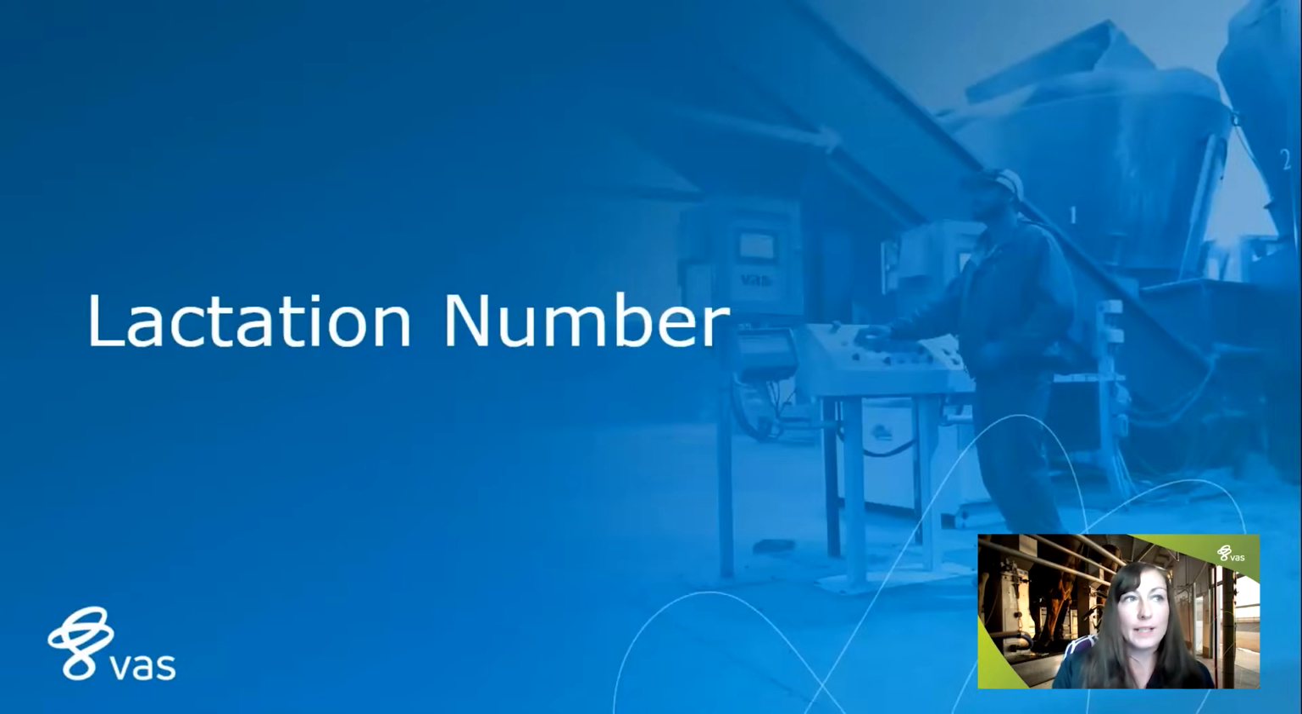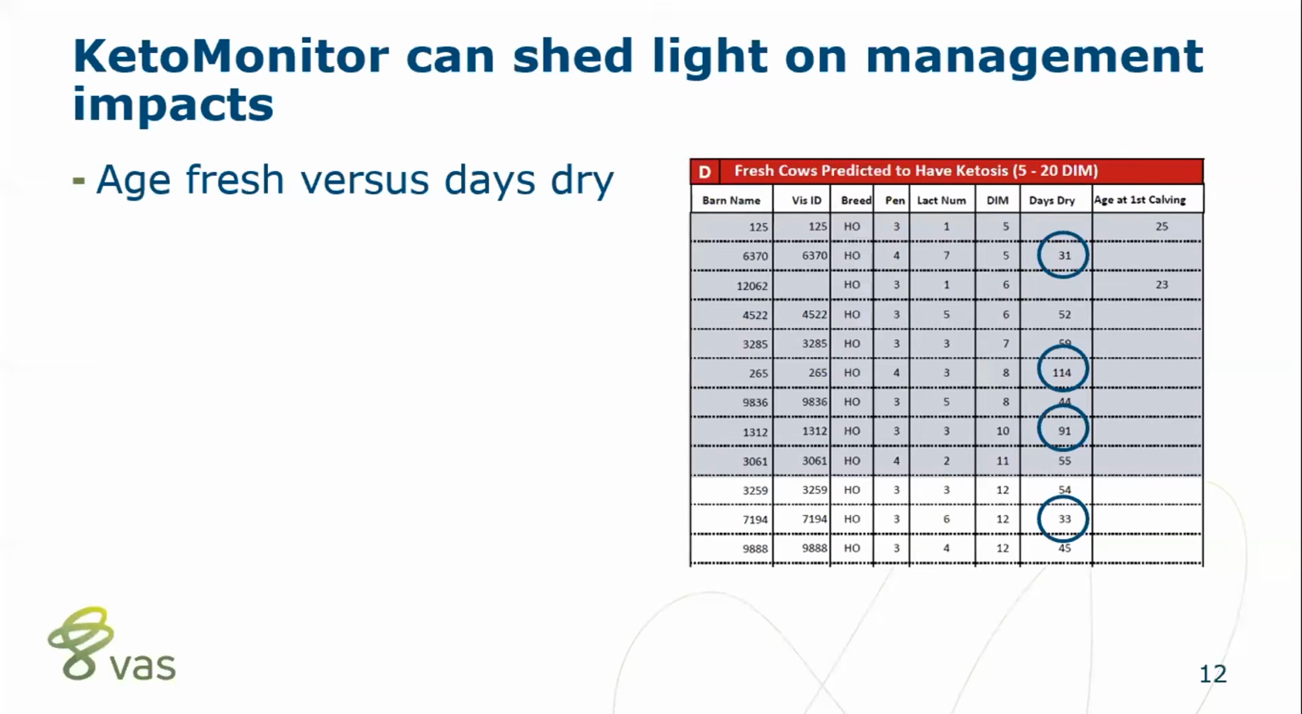We should also be concerned about lactation number. And KetoMonitor can shed light on management impacts. Dr. White had mentioned this portion of it, looking at days dry and age at first calving. So here's a snippet looking at the individual cows that were predicted to have ketosis on a particular herd. And we can start to pick out some of those individual management pieces here in dry period length or age at first calving. So this is something that we can examine in our data and then start digging back into our herd management software, other data sources that we have, to look at what these cows have in common and perhaps how we can change how we manage these cows to mitigate that risk.